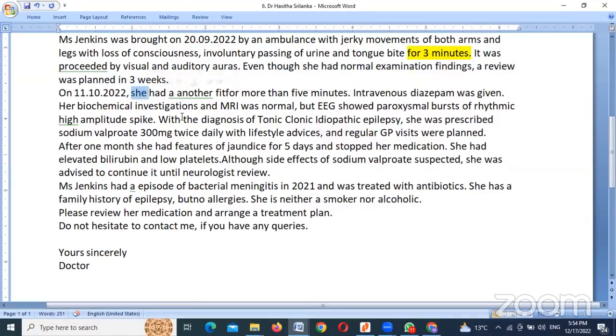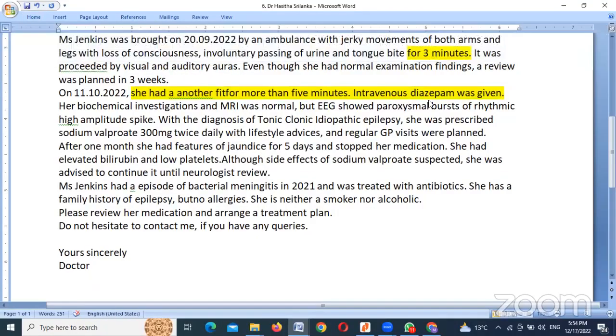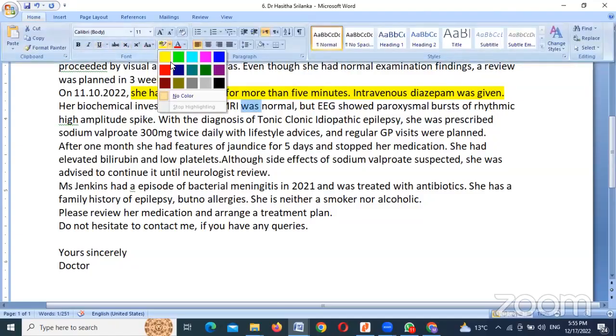She, with the name of the patient, had another fit that lasted for more than 5 minutes. Diazepam was given, a very simple sentence. We can join these two sentences together: for which intravenous diazepam was given. Biochemical investigations, laboratory investigations and MRI were done. And we cannot use was here, it is wrong. We use were, because there is more than one thing.